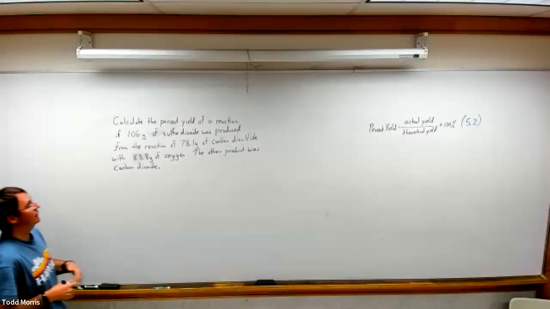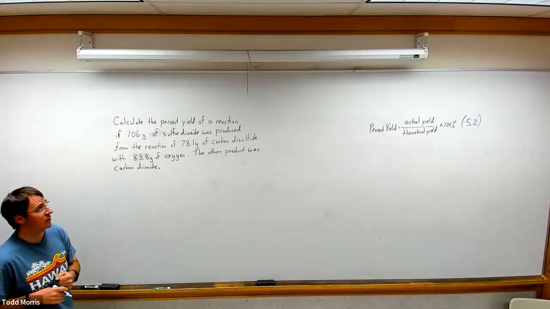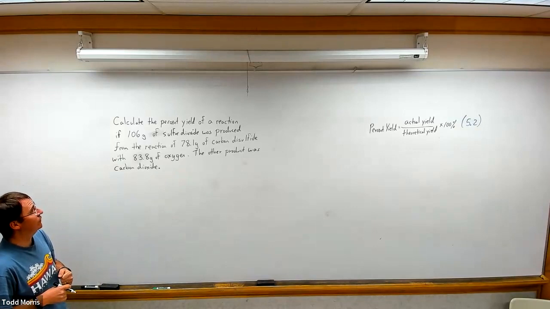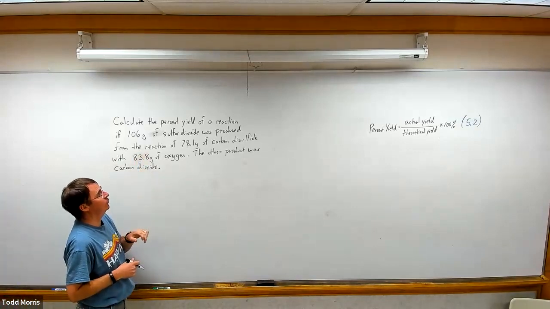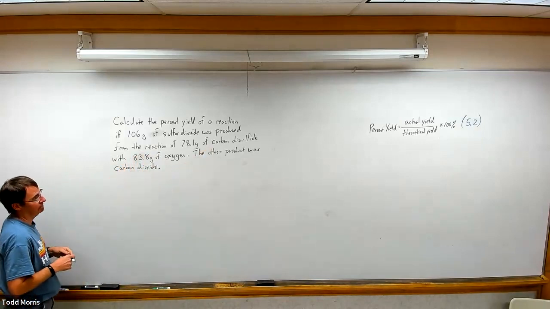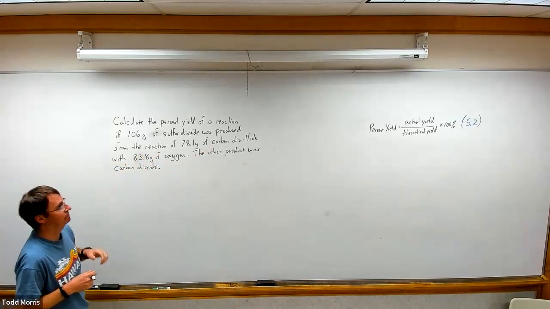Let's do one more example of calculating the percent yield of a reaction. In this case, we want to calculate the percent yield of a reaction where 106 grams of sulfur dioxide was produced from the reaction of 78.1 grams of carbon disulfide with 83.8 grams of oxygen. The other product of this reaction, as we need to know, is carbon dioxide.